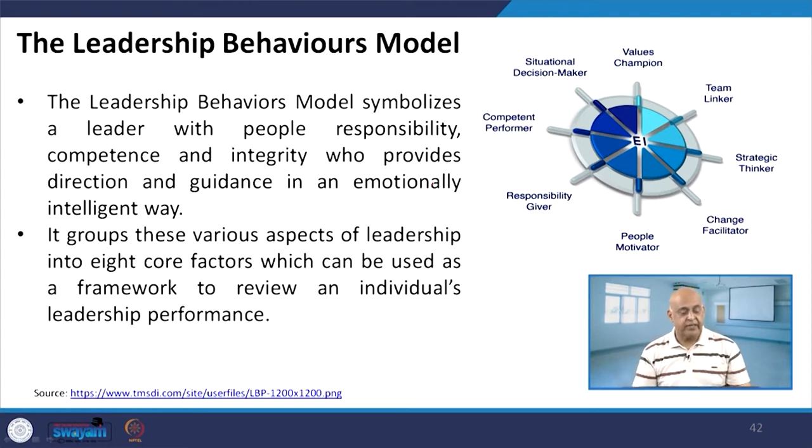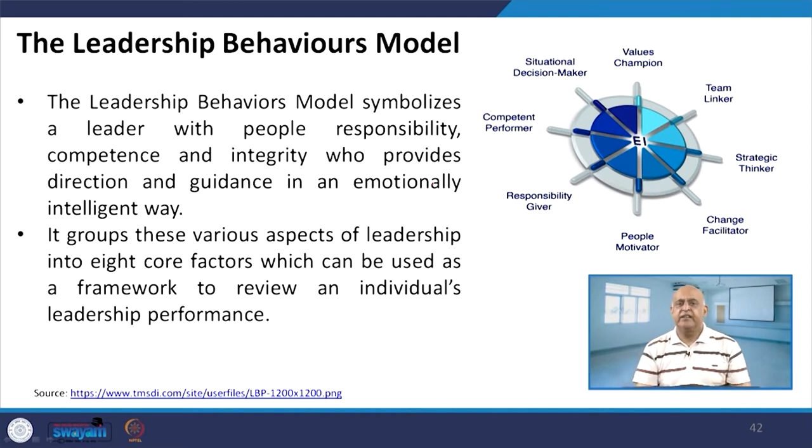The leadership behavior model. The leadership behavior model symbolizes a leader with people responsibility, competence and integrity, who provides direction and guidance in an emotionally intelligent way. It groups these various aspects of leadership into 8 core factors to review an individual's leadership performance. The dimensions are the competent performer, situational decision maker, values champion, team linker, strategic thinker, change facilitator, people motivator and responsibility giver. All these 8 aspects can be used as a framework.